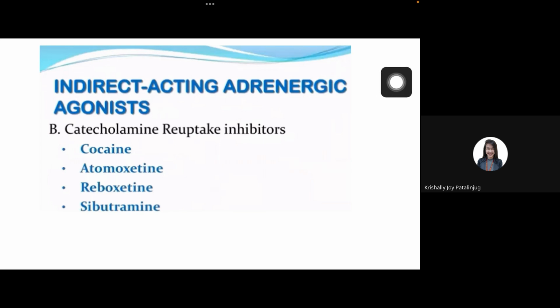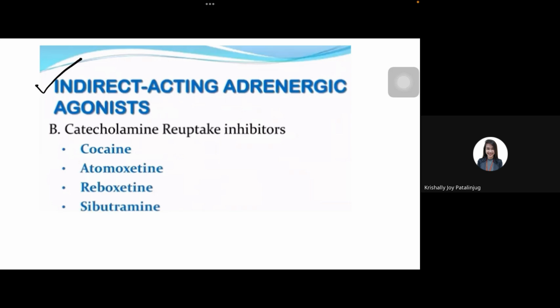Okay? So, cocaine, atomoxetine, reboxetine, sibutramine. Okay? So, yan yung reuptake inhibitor. So, they fall under indirect acting. Pag ganito ng mga slides, memorize lang na siya. Yung sa clinical uses, meron tayong separate slide doon, yung clinical applications nila.